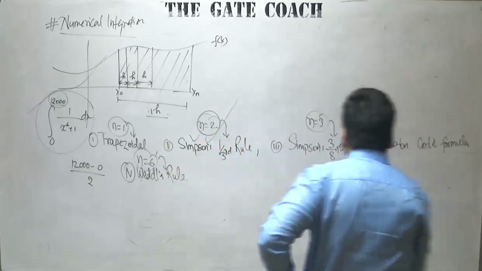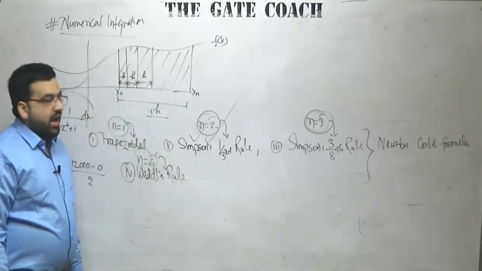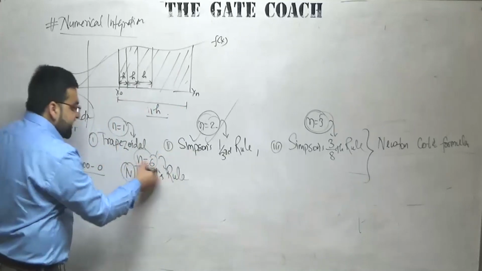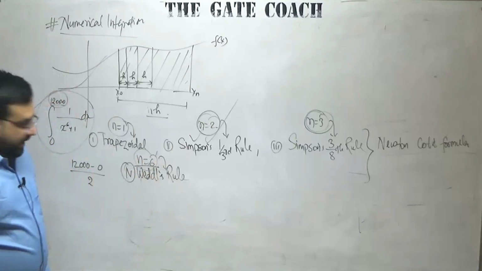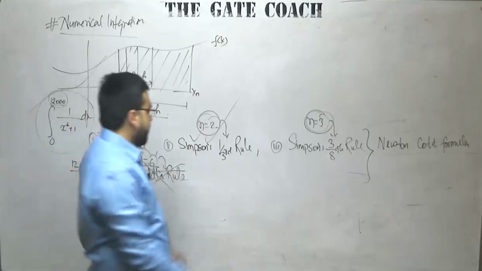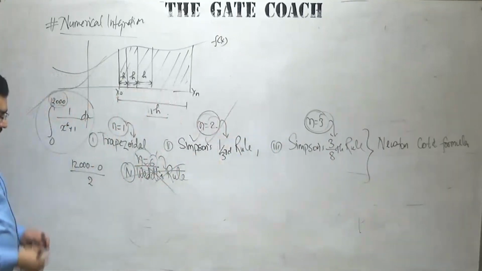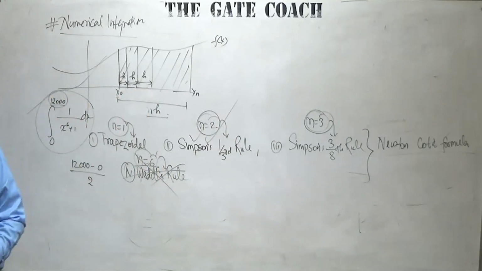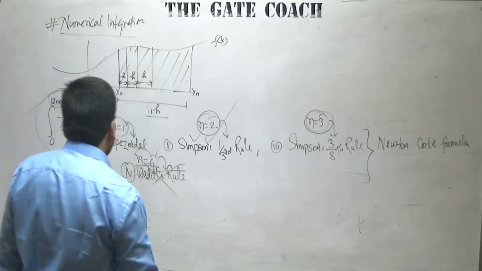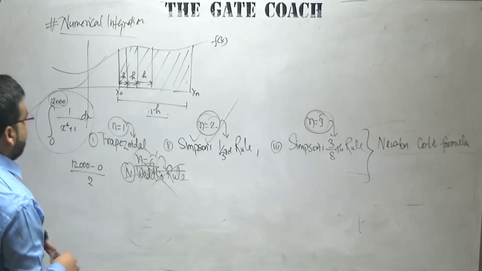If the interval is a multiple of 3, Simpson's 3/8 rule can be applied. And if the interval is a multiple of 6, Weddle's rule can be applied, but Weddle's rule is not in our syllabus, so we will not be discussing it. It was just for information. So we have these 1, 2 and 3 rules in the syllabus. Let us go to these rules one by one.